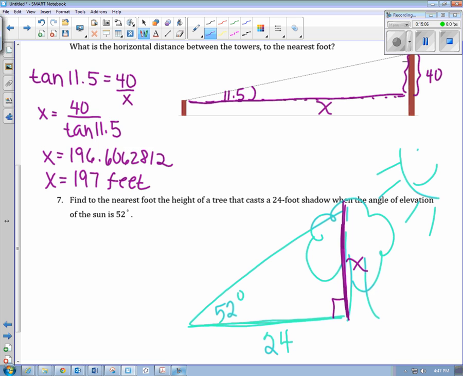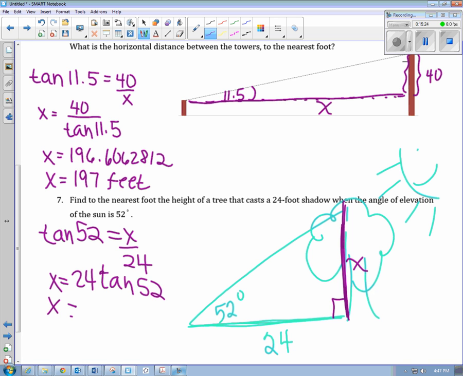And again, that is a perfect setup for tangent. I've got the tangent of 52 equals x over 24. Cross multiply and solve. Final answer in this case, 31, the height of the tree to the nearest foot.